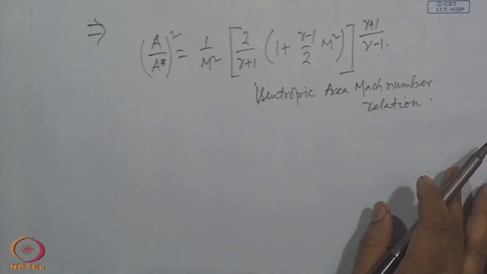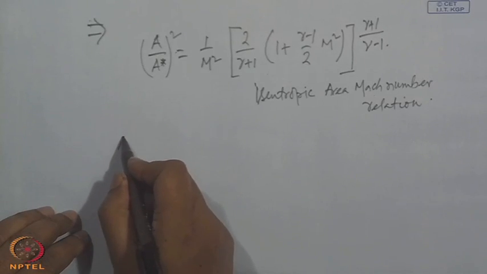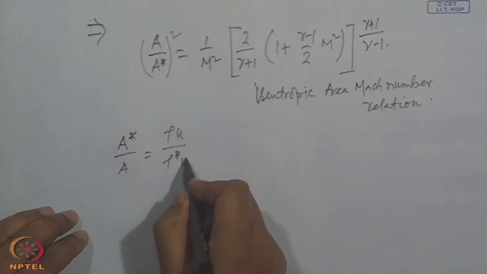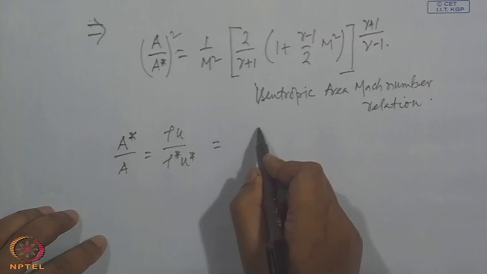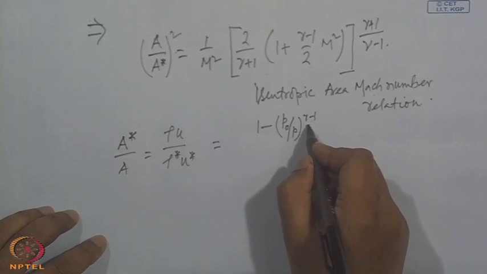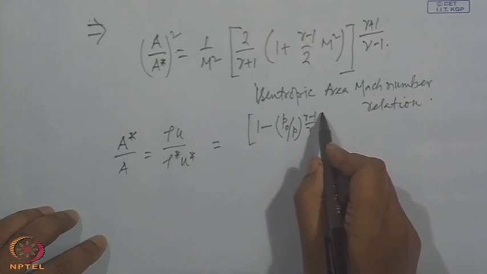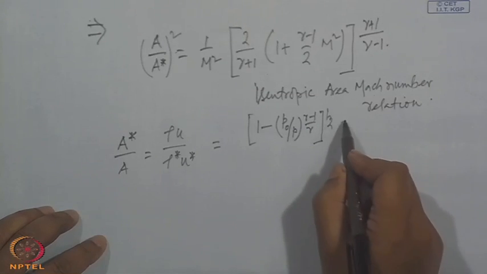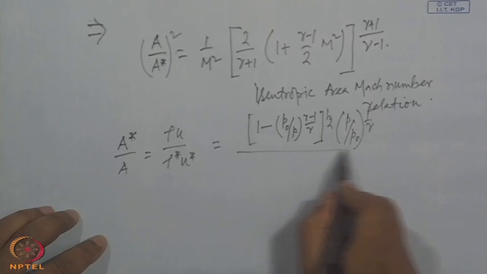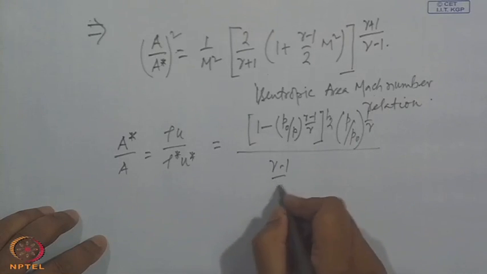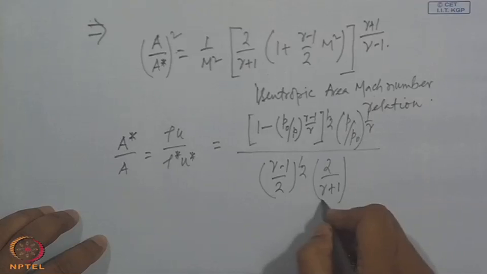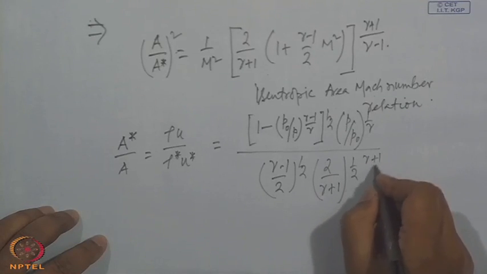This relation can also be expressed in terms of pressure, and which is given by A by A star equals 1 minus P 0 by P to the power gamma minus 1 to the power half into P by P 0 to the power 1 by gamma, by gamma minus 1 by 2 to the power half into 2 by gamma plus 1 to the power half into gamma plus 1 by gamma minus 1.